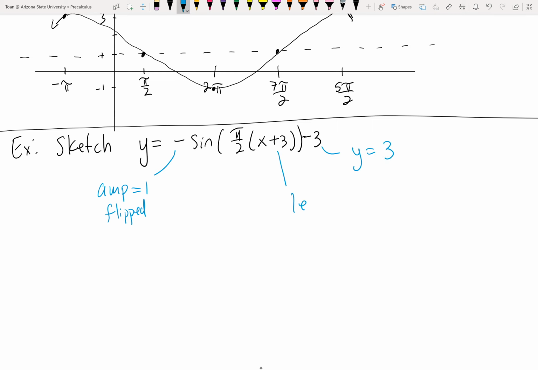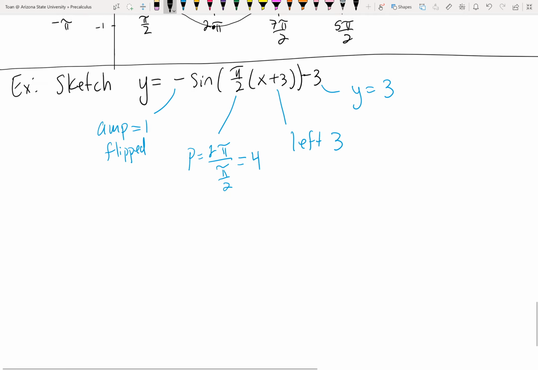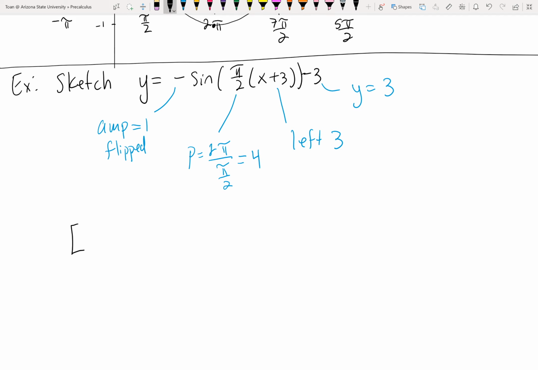We have a left 3. And our new period is 2 pi divided by that number, which is going to give us a 4. So in this case, our viewing windows are whole numbers. It doesn't have pi's in it, and that's totally okay. So the new viewing window is from 0 to my period, but I went left 3, which means my new viewing window is negative 3 and 1.